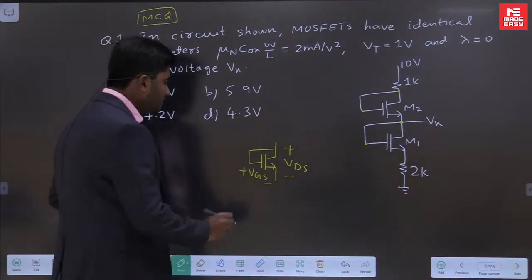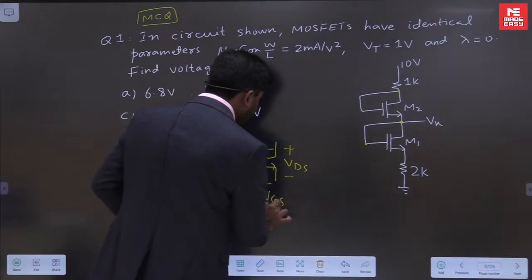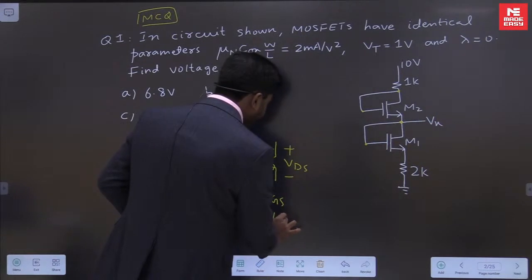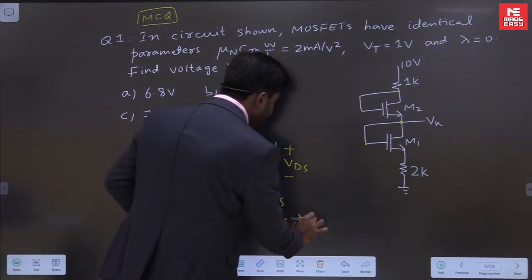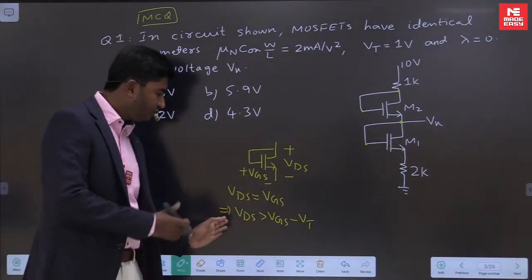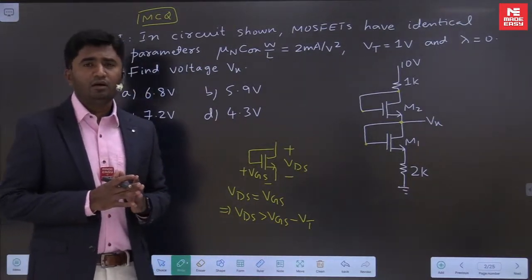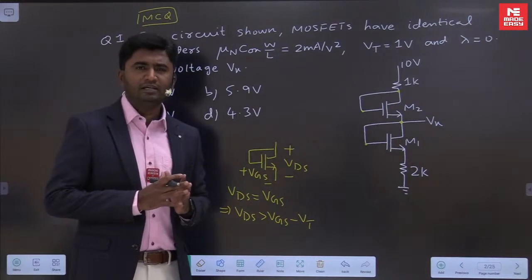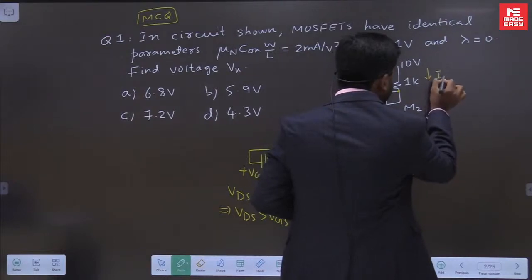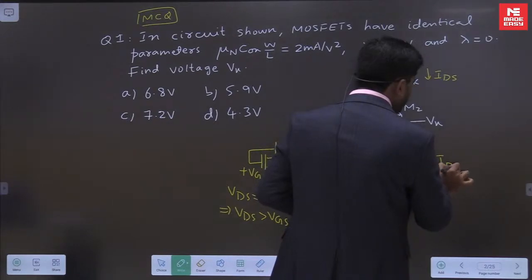If VDS equals VGS, then it implies that VDS is definitely greater than VGS minus VT. We can say it mathematically, because VDS equals VGS, so VDS should be definitely greater than VGS minus VT. In this way, we can consider both MOSFETs in saturation region. Let me now indicate the current here. MOSFETs are in series, so their currents will be equal. Same current IDS will flow throughout.